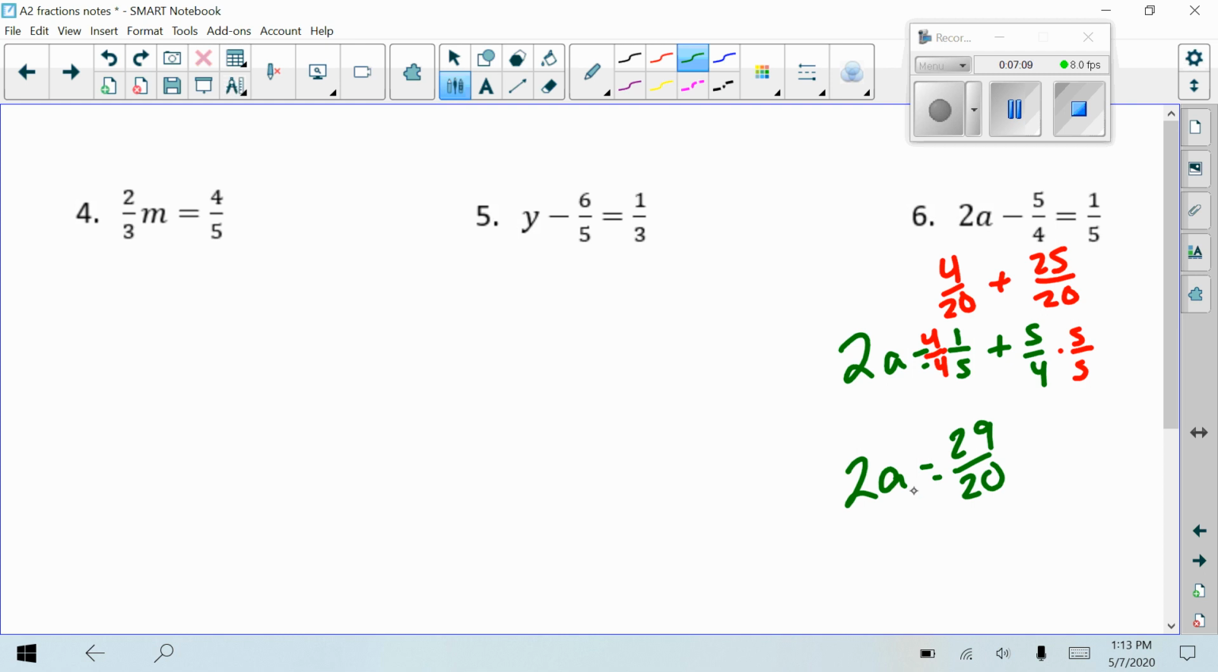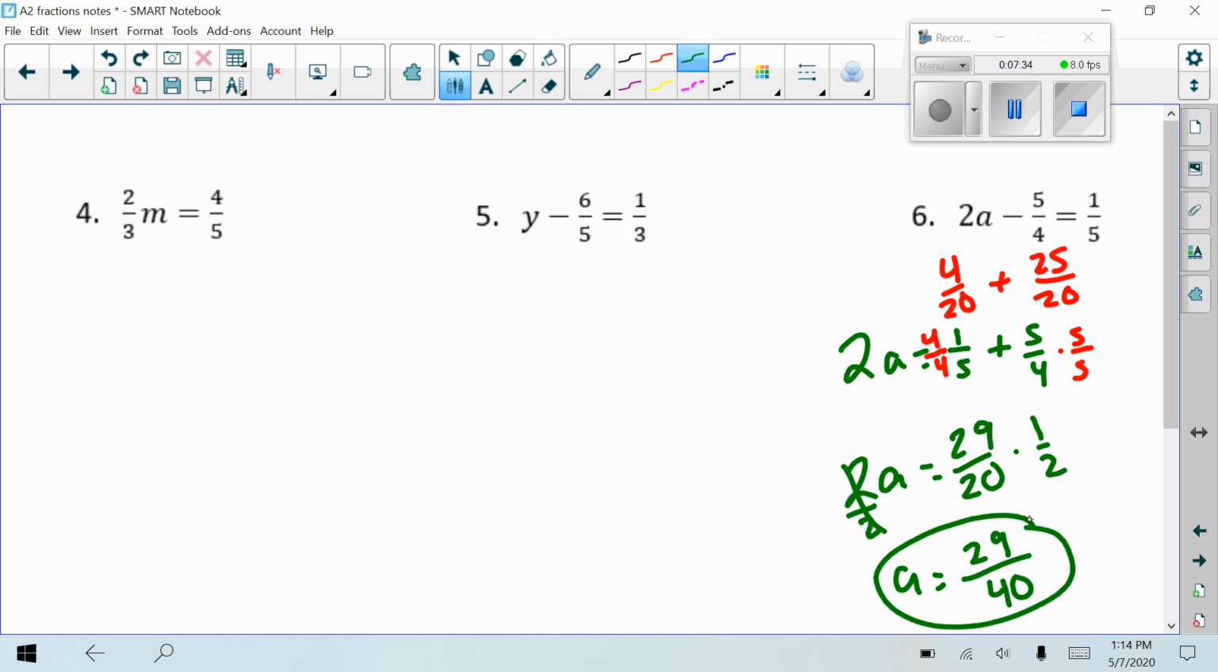And finally, I need to divide by 2 to get rid of this. Now, how do I divide by 2? Because that looks pretty messy. So remember, instead of having a division sign with another division, instead of dividing by 2, we're just going to multiply by a half. Okay, so on the top I have 29. On the bottom I have 40. And that's my final answer.